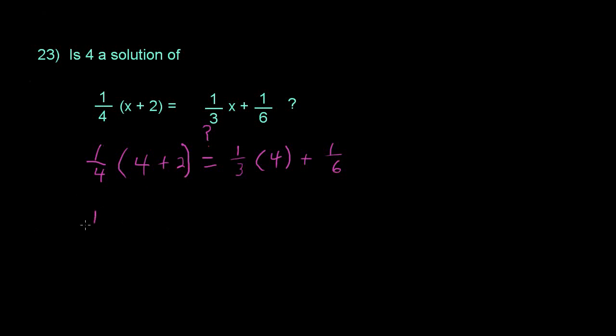Okay, so now on the left side of this equation, we can work inside of the parentheses, and what's 4 plus 2? That's 6. And on the right side, 1/3 times 4, or 4 over 1, is 4/3. 1/3 times 4 is 4/3 plus 1/6.